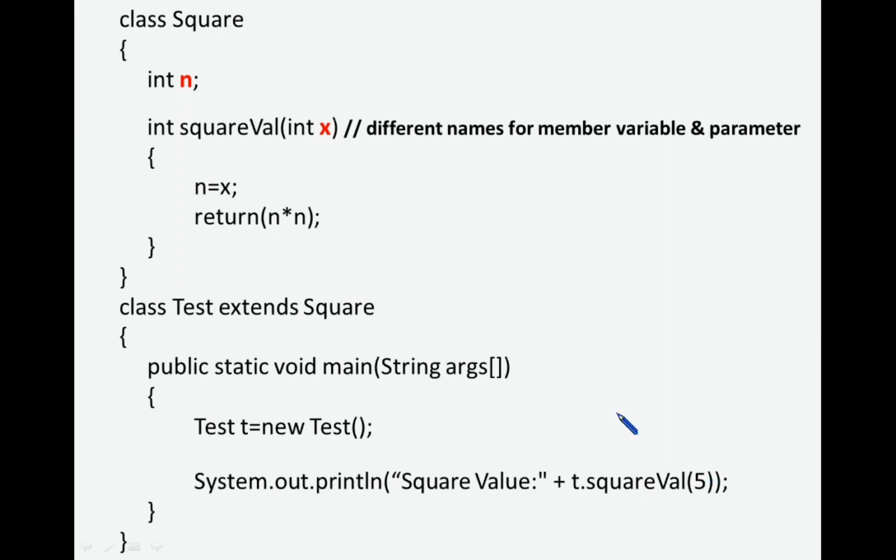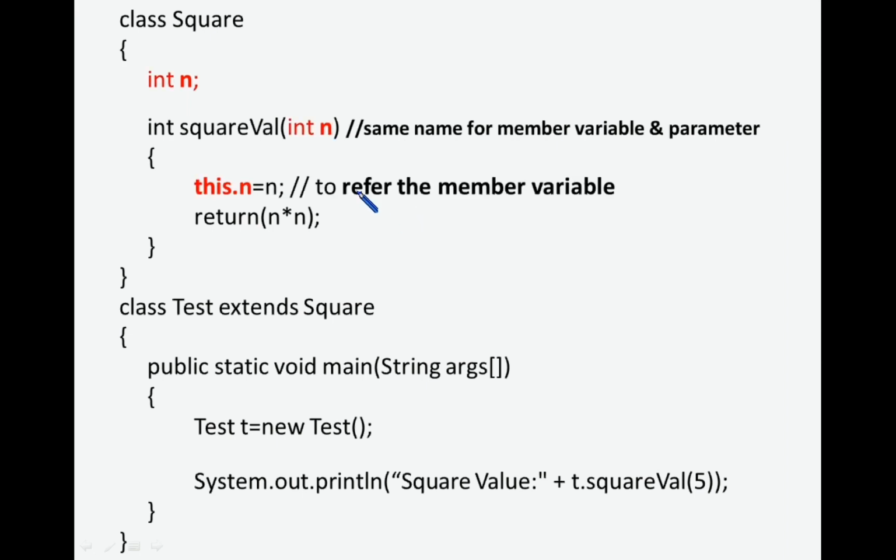So 5. What will happen? This 5 will be assigned to this n, which returns n star n, so that is 25. So the output is 25. Note it down, here we are using different names for this member variable and this parameter x. See another example. Here we are using the same name for both the member variable and the parameter.